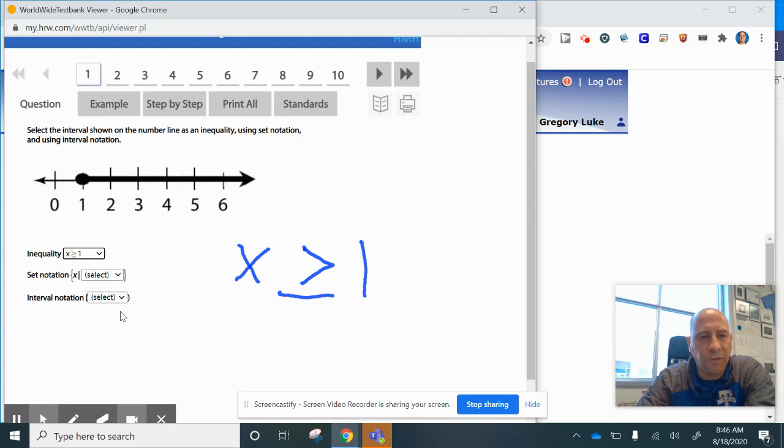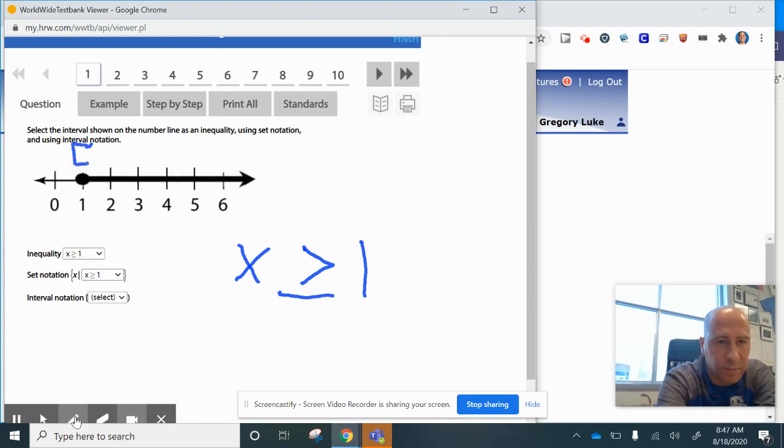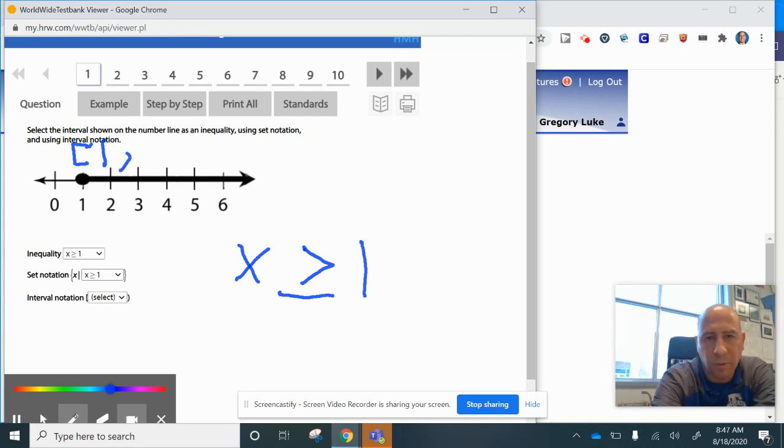Now, set notation is easy once you know inequality notation. Set is the same as inequality except it includes the x such that. So the answer here is x greater than or equal to 1. Now interval notation uses brackets and parentheses. So here, if it's a closed circle, we know it's a bracket. So we have a bracket here. So bracket, 1, comma, and it's going to positive infinity. Infinity always has a parenthesis.